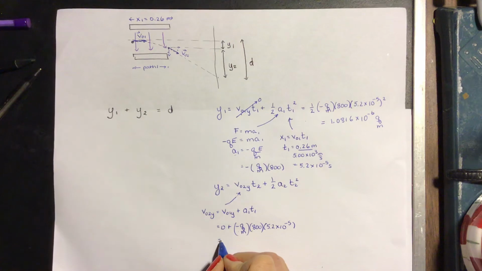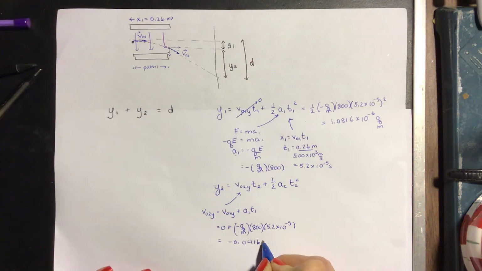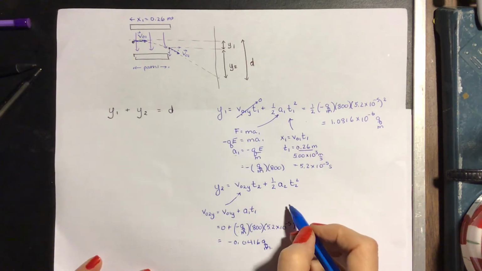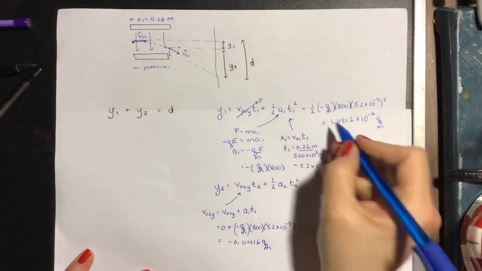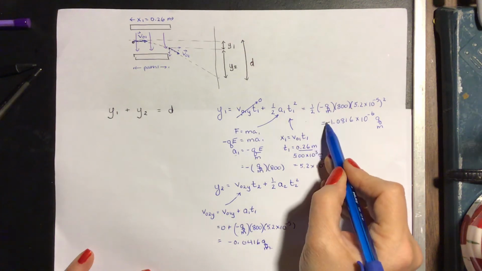And what we get for that velocity is that it is minus 0.0416 q over m. Oh, and we had our minus up here as well. We dropped that part, the minus from q over m should be right there.